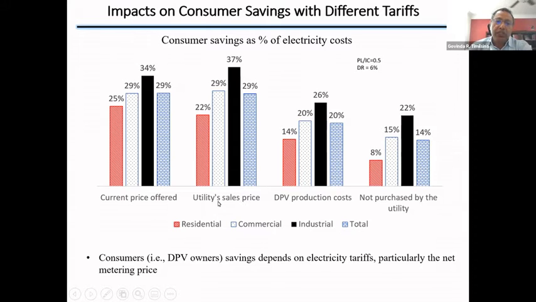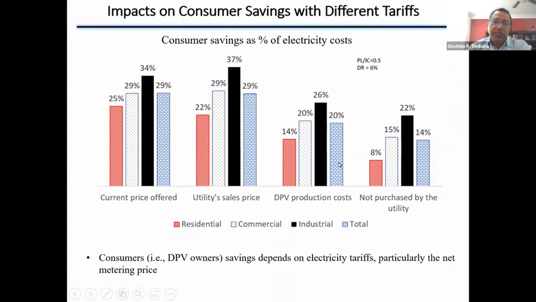Now, if they use the utility sales price, the average price is a bit lower than the price the utility pays for the DPP electricity, so it goes slightly down. It depends. It goes slightly down in the residential sector. It doesn't change that much in the commercial sector, but it increases in the industrial sector, because the utility sales price of the industry is already high, higher than the 33 kV.